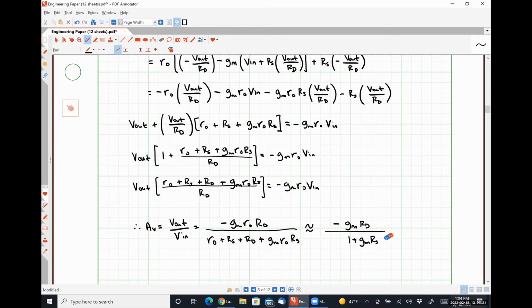This is literally the gain of a common source amplifier with source degeneration without channel length modulation, which seems pretty reasonable, since R naught is larger than all the resistors in question. So I very much don't see a problem with this approximation now. It makes perfect sense. About the same, yeah.